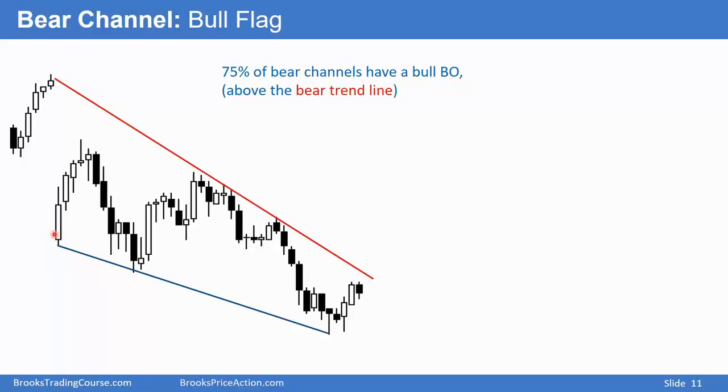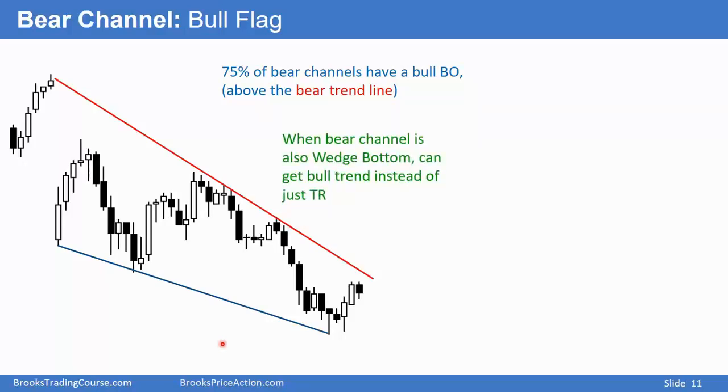Gap. So there's a spike here, even though you do not see it. I think of a gap as an invisible trend bar, and then 3 pushes down, 1, 2, 3. It's a bear channel, and it's converging, so it's a wedge bear channel. And like all bear channels, 75% chance you're going to get a bull breakout above the bear trend line. If it's a wedge bottom and the shape is pretty good, instead of simply an evolution into a trading range, you can get the start of a bull trend.